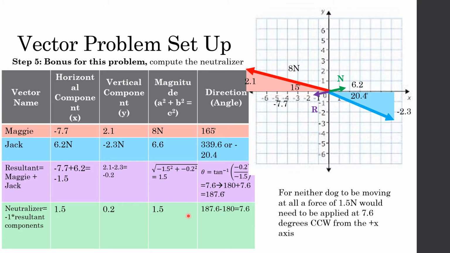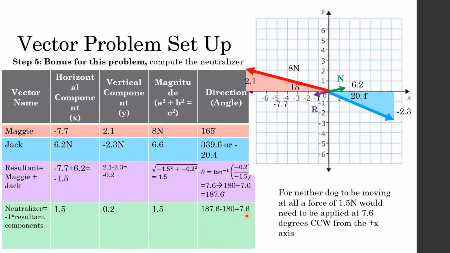So that means the neutralizer is going to be 180 degrees away from the resultant. So you can see I took the angle from our resultant, which was 187.6. I subtracted 180 degrees. That way I get the opposite direction. And so I got that the angle would be 7.6 degrees.